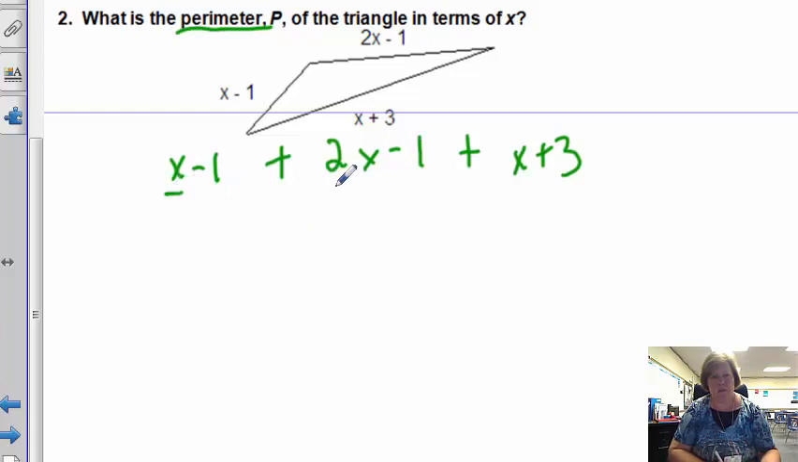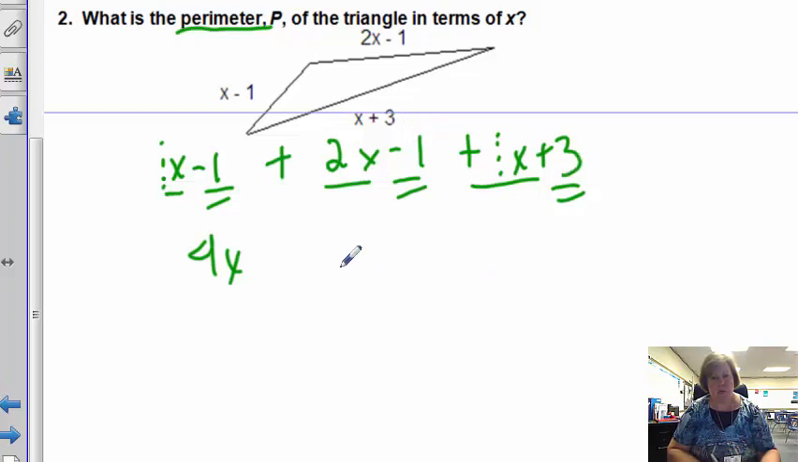We look for our like terms. So the understood 1 plus 2 is 3, 3 plus 1 is 4. That would be 4x. Then minus 1, or negative 1, minus 1 is negative 2, plus 3 is positive 1. So the perimeter P is 4x plus 1. Okay.